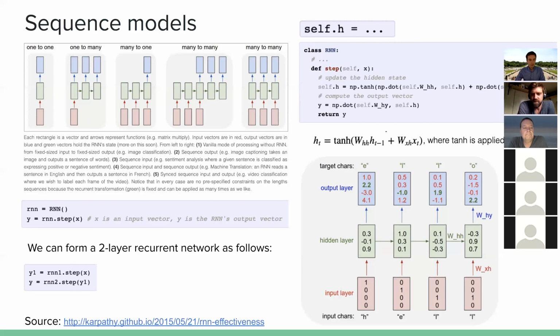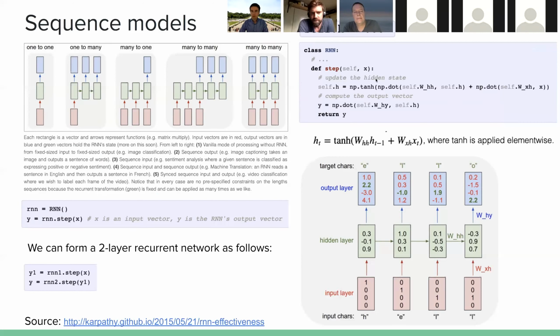Okay. Then how do you actually make one of these modules work? You need two things. You need weights and biases, as you know. So we have weights and biases.